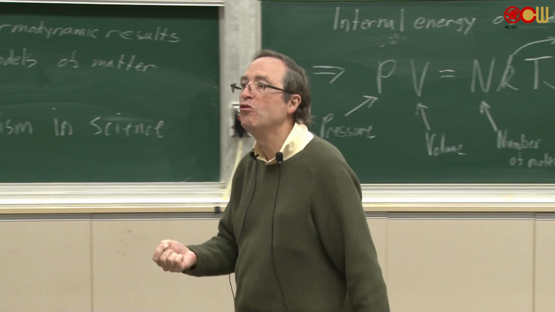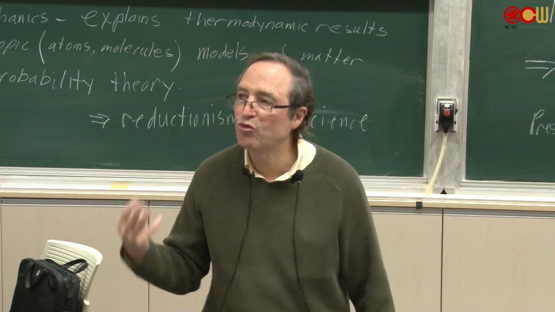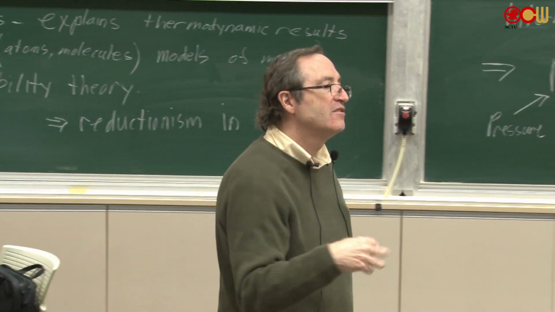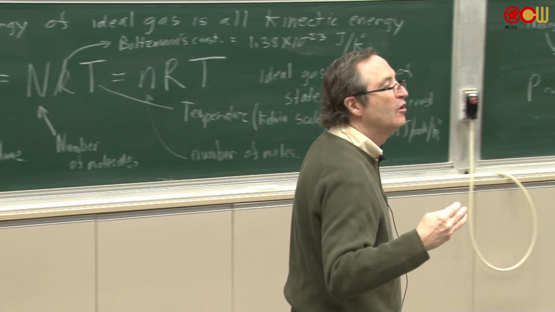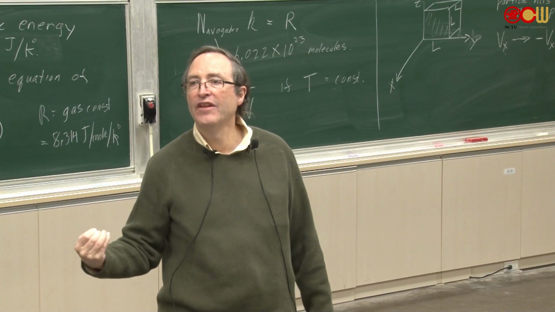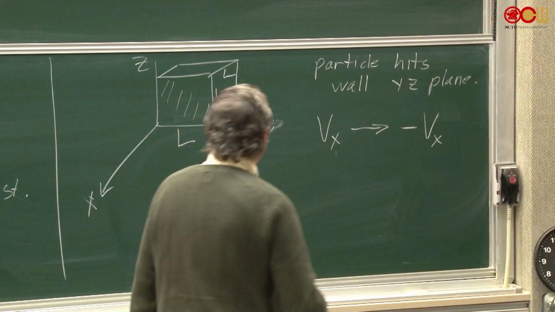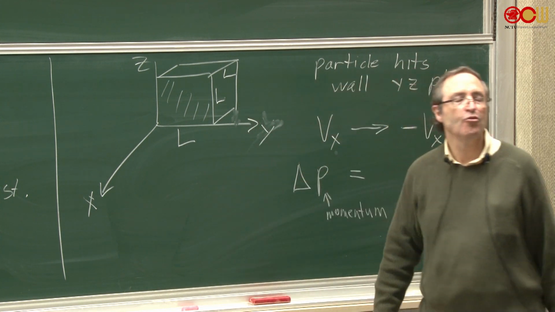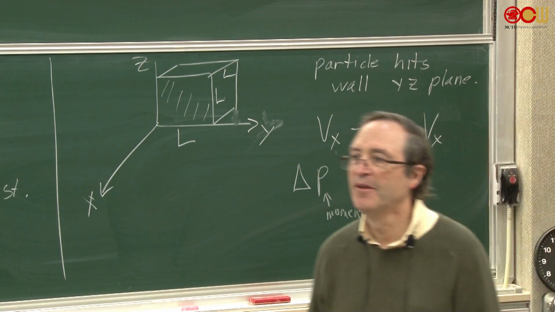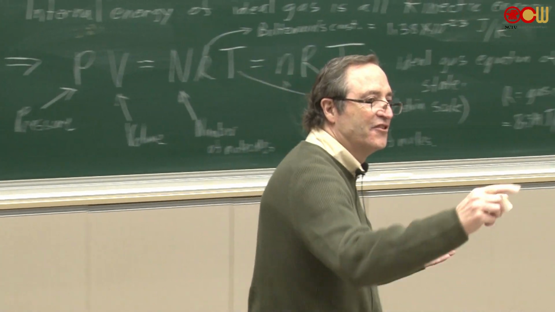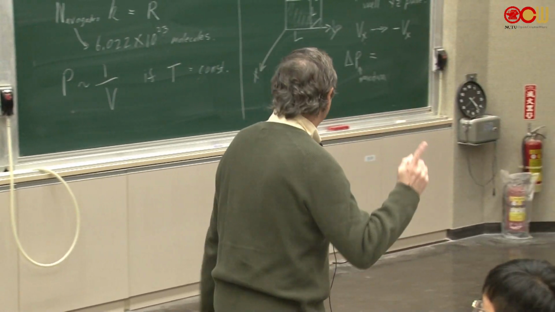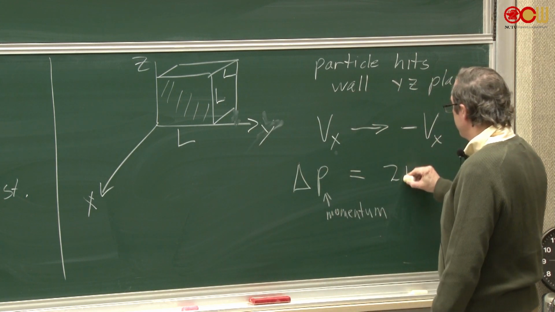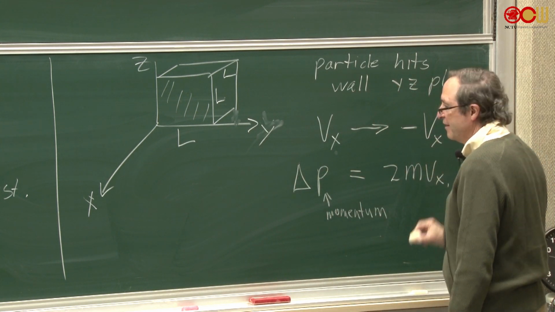That is the only component that's going to contribute to the pressure on the wall. The y and z components don't contribute because they're parallel to the wall, not perpendicular. So what is the change in momentum for that particle? 2mvx, very good. The change in momentum is 2mvx.